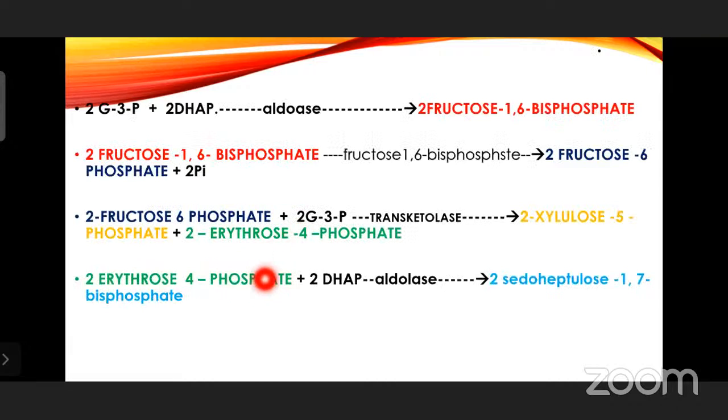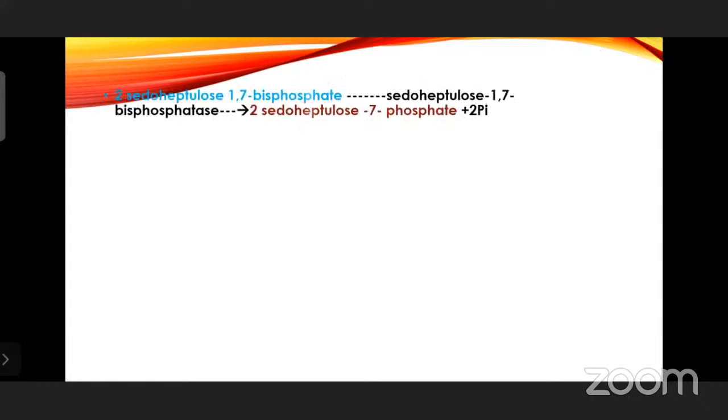This 2 erythrose 4 phosphate is combining with 2 DHAP, and in the presence of aldolase enzyme, it is becoming 2 pseudoheptulose 1,7 bisphosphate. 2 phosphates are there in this. Again, this 2 pseudoheptulose 1,7 bisphosphate is getting converted to monophosphate in the presence of pseudoheptulose 1,7 bisphosphatase enzyme. It is becoming pseudoheptulose 7 phosphate, and you can see the phosphates are getting separated here.